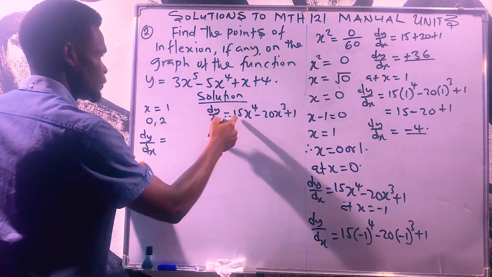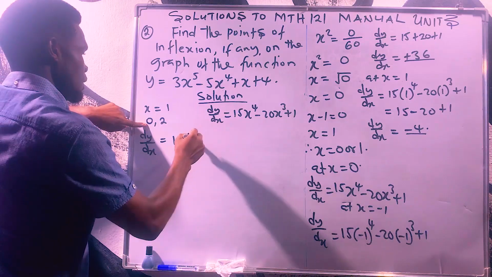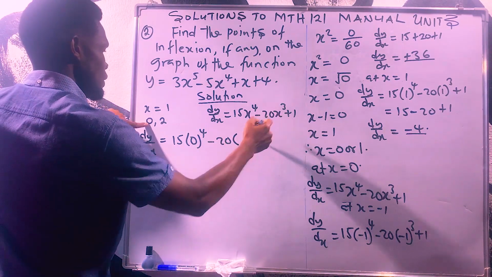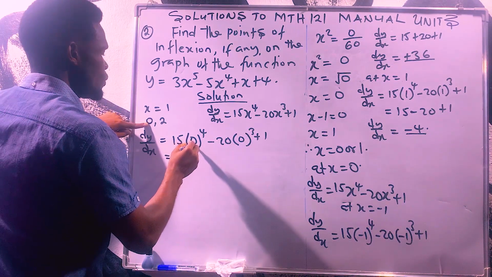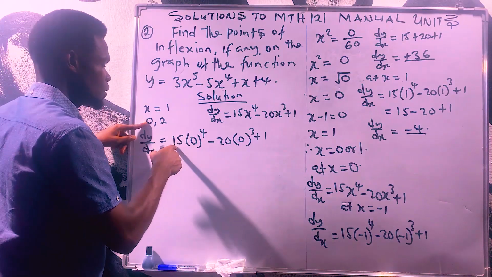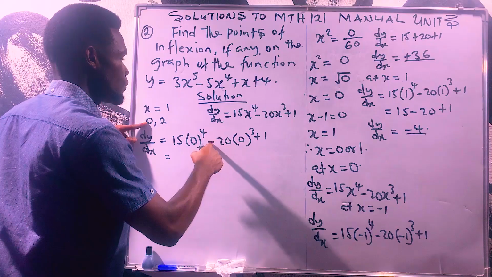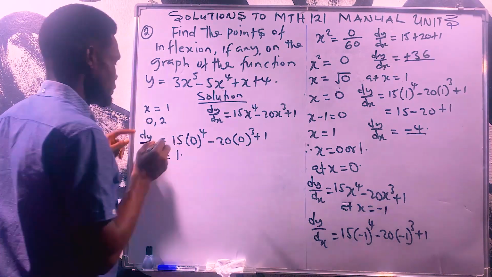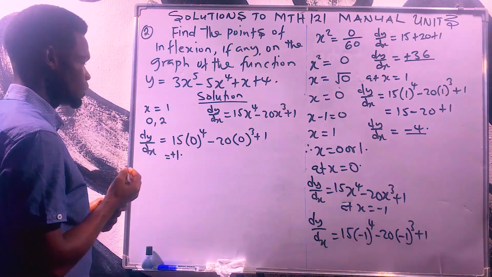That means that this will be 15 into, what is x? 0 raised to the power of 4, minus 20 into x is 0 raised to the power of 3, plus 1. So 0 raised to the power 4 is 0. 0 times 15 is 0. 0 raised to the power 3 is 0. 0 times minus 20 is 0, plus 1. So you have plus 1 as the answer, which is positive.